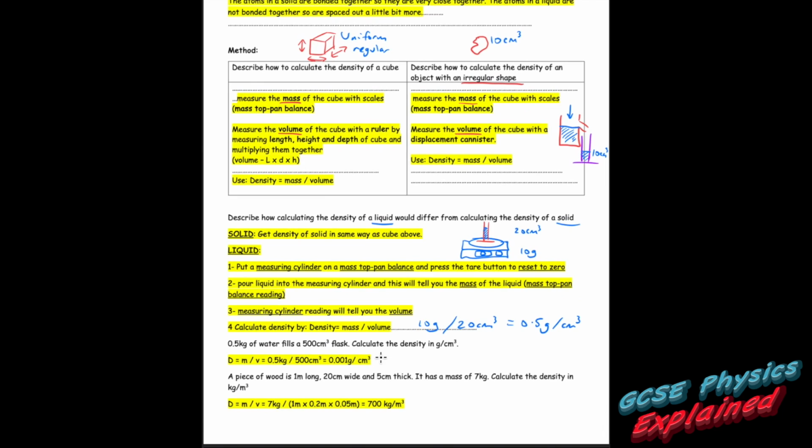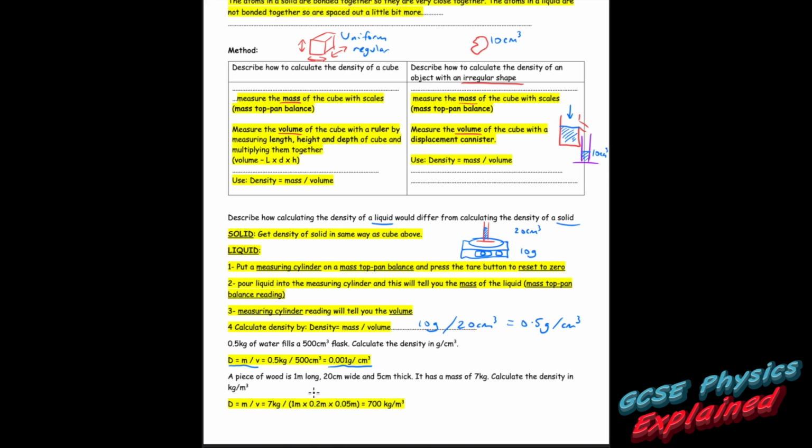Okay, what about possible questions? So 0.5 kilograms of water fills a 500 centimetre cubed flask. Calculate the density in grams per centimetre cubed. So density is mass over volume. Pop your numbers in and out comes the answer.